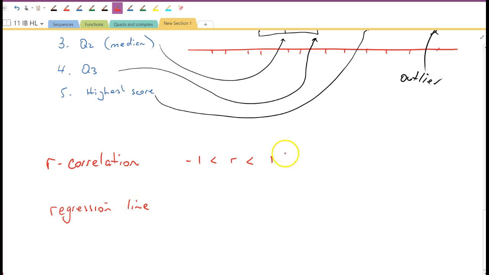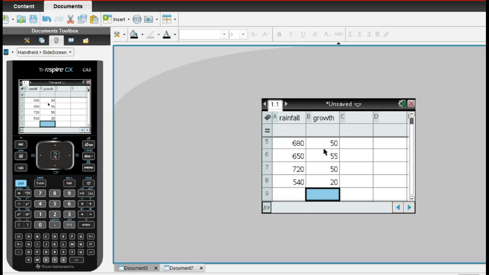Okay, to make our R correlation calculation, and also to have a look at our regression line, these are relevant for two variable statistics. So when we are comparing the relationship between two variables, for instance, I've populated my spreadsheet here using my CAS calculator with the data that comes from page 664 of your textbooks, exercise 9H, question 7. So that's in there. Rainfall and growth. Now we'd expect there to be some sort of relationship, wouldn't we, between rainfall and growth. Let's have a little look at what that relationship might be in this case.